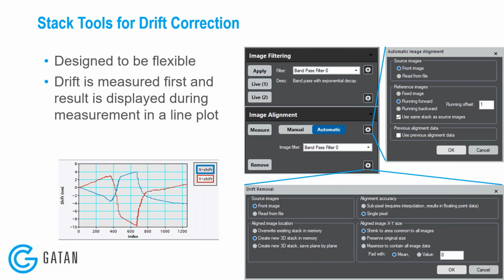In the stack tools for measuring drift, drift is measured first, and the result is displayed during the measurement in a line plot. So this sort of plot updates live as you measure the drift. And then based on the plot, you can choose whether you want to apply that or not. And as you can see, there's a lot of options, which I'm not going to explain at all here. I put them here to show that this is really a flexible tool.